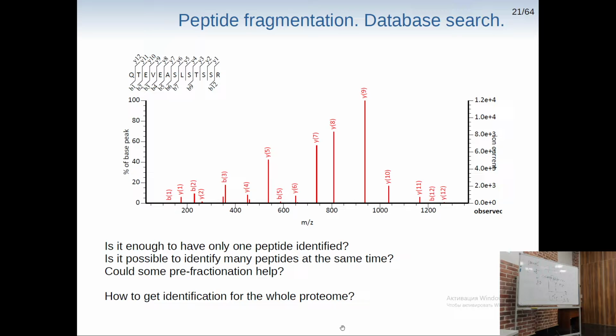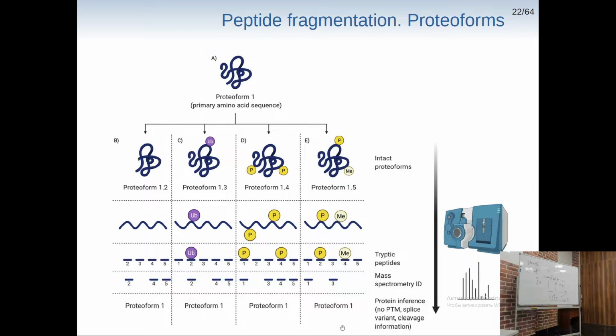So, the problem is how to get identification for the whole proteome. The short answer: you cannot get identification for every protein in your proteome. The longer answer is that there are at least two problems. One problem is the concentration representation. If you have only, let's say, 100 molecules of some given protein in your cell, you will not be able to get enough sensitivity to see them, right?